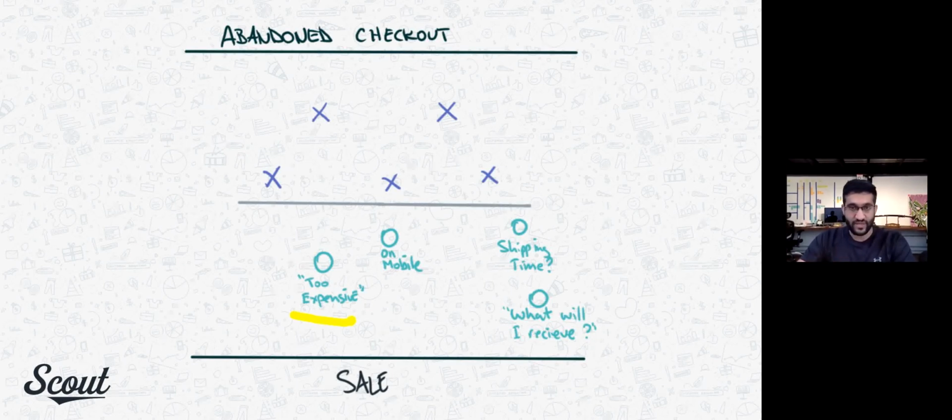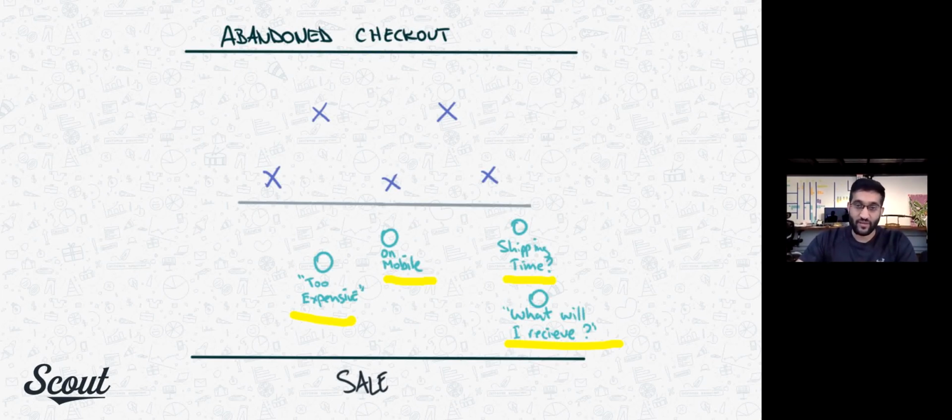That's obviously one reason. Another reason might be, I was on my mobile phone and the website wasn't very easy to navigate on mobile, couldn't find what I needed, so I just kind of X'd out and closed it. Another thing could be shipping time. How long is all of this going to take to get to me? It's not clear. You know what? Forget it. I won't buy it.